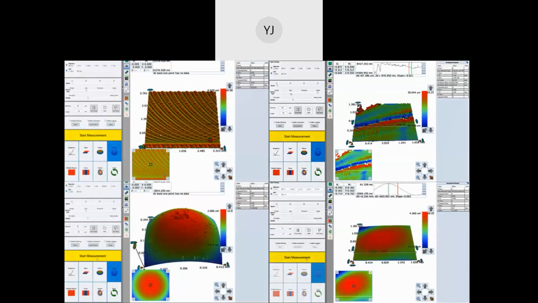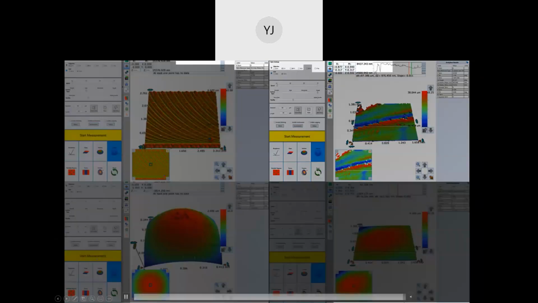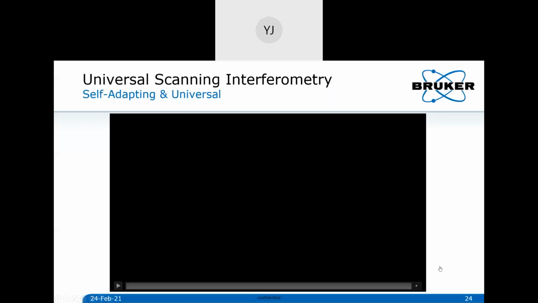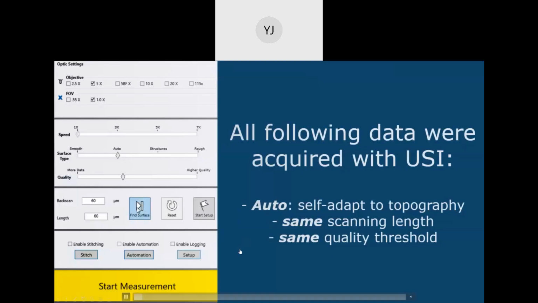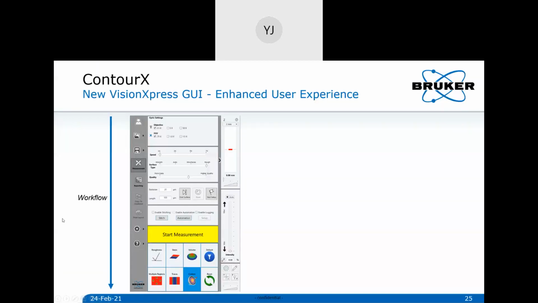3D data, you can see here. It's very quick. And you can see the dramatic differences in the surfaces. You can see here this ball bearing and this turned surface. It's all done with the same algorithm, so you don't need to change any parameter or anything. You put the sample and then press, right? So this one we did.